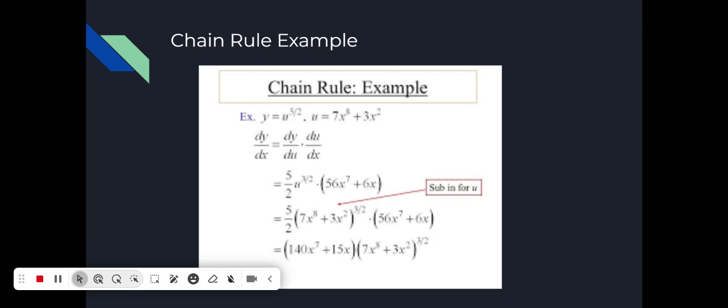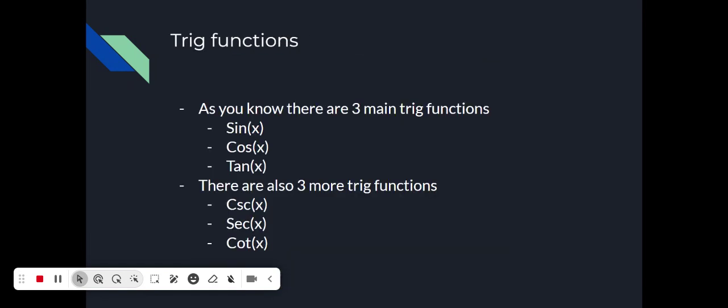After that, you can multiply them. u in this case is 7x to the power of 8 plus 3x squared, so you can substitute that in for u. That will be 5 halves, parentheses 7x to the power of 8 plus 3x squared, all that to the power of 3 halves, multiplied by the derivative of u, which is 56x to the power of 7 plus 6x. And then you can do the simplification, and that will be your answer.